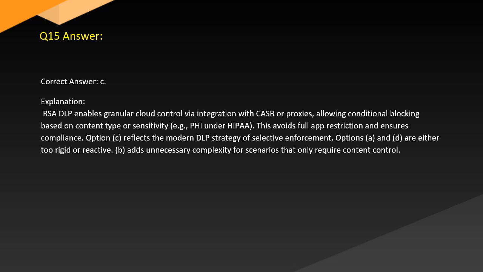Answer. Correct answer: C. Explanation. RLP enables granular cloud control via integration with CASB or proxies, allowing conditional blocking based on content type or sensitivity. This avoids full app restriction and ensures HIPAA compliance. Option C reflects the modern DLP strategy of selective enforcement. Options A and D are either too rigid or reactive. B adds unnecessary complexity for scenarios that only require content control.